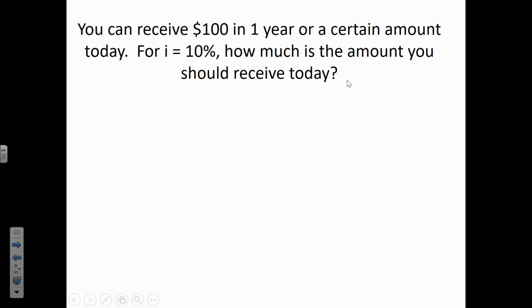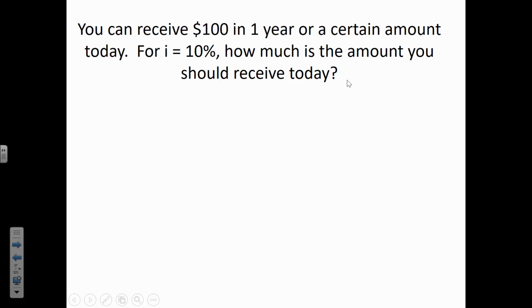So we just did this. Now this is a different example. You can receive $100 in year 1 or a certain amount today. So I'm giving you the choice. You can take $100 after 1 year or a certain amount today. If the interest rate is 10%, how much should you receive today?